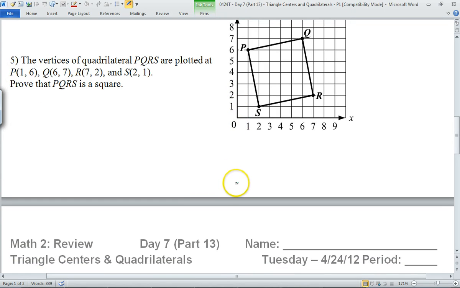Okay, look at problem number 5. Problem number 5 is a little bit different than the others. All right, we've got these vertices. We need to prove that this thing is a square. Look at the other side of your notes for a second. What's the definition of a square? What do we need to show?